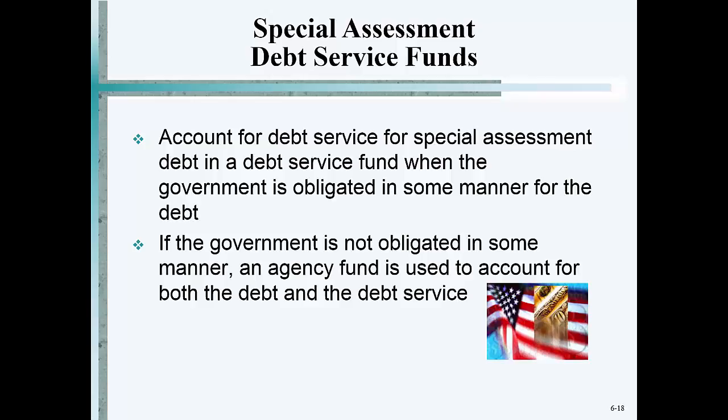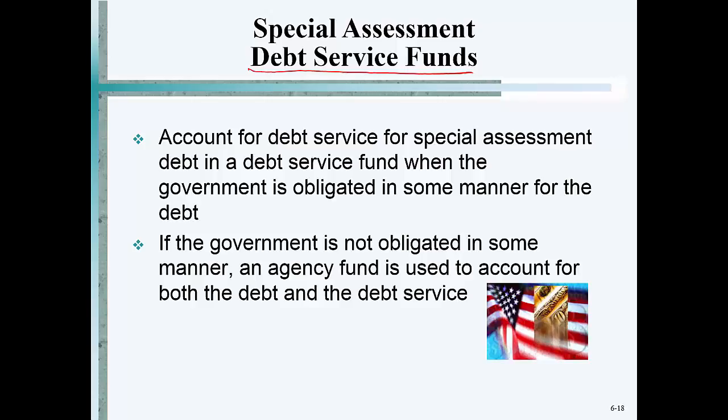Some more principal and interest is due, and so I go ahead and I do what? I assess the property holders that benefited directly from that special assessment, and I pay back the bondholders. Now, when the government does that sort of activity, and the government is potentially or primarily liable, we account for that in the debt service fund. And of course, the streetlight construction is going to be accounted for where?